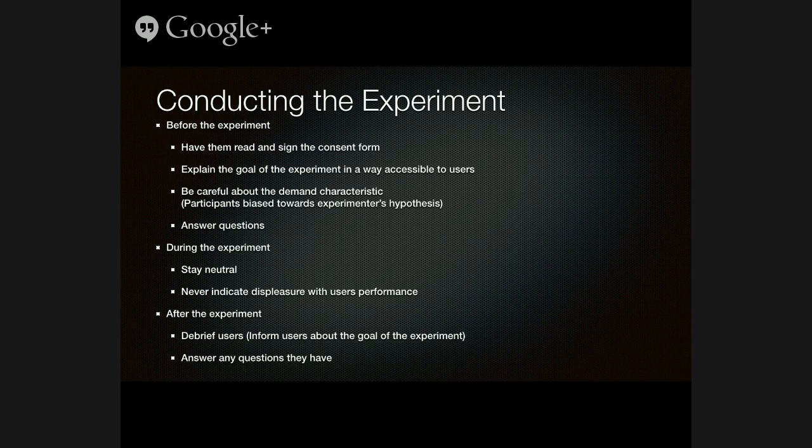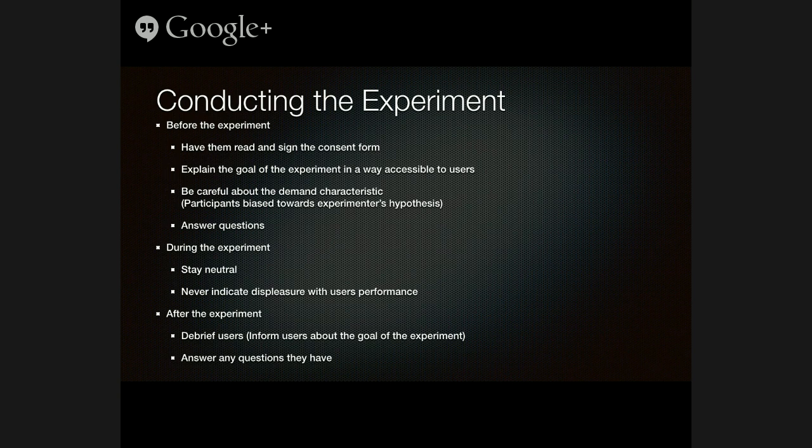Answer any questions. During the experiment, stay neutral. Never indicate displeasure with users' performance. People screw that up all the time because it's so easy to be like, oh my gosh, you suck. During a user study, don't do it. It just stresses people out and it screws up your data. And then after the experiment, the big one is to debrief the users. If there was anything you couldn't tell them in advance because you were worried it might bias your data in one way or another, now is the time that you need to tell them that, and then answer any questions that they have.